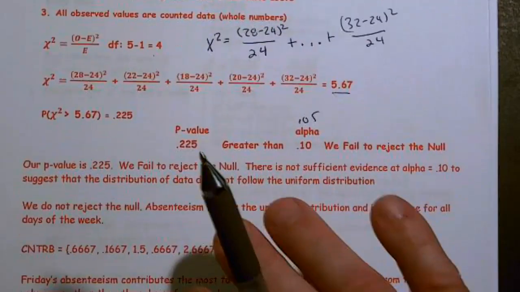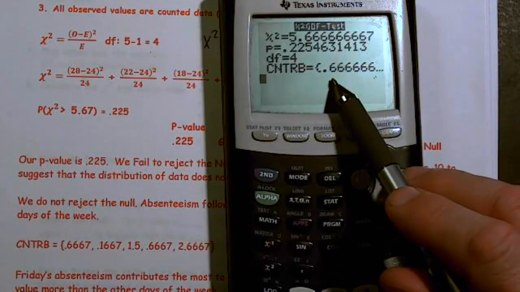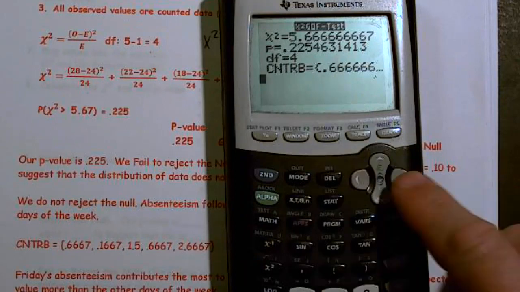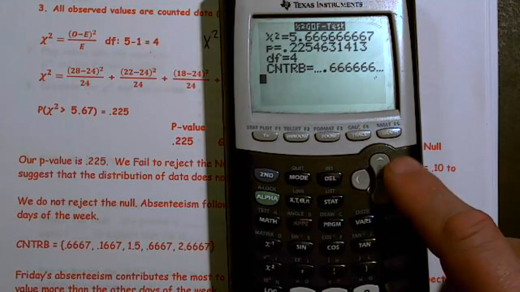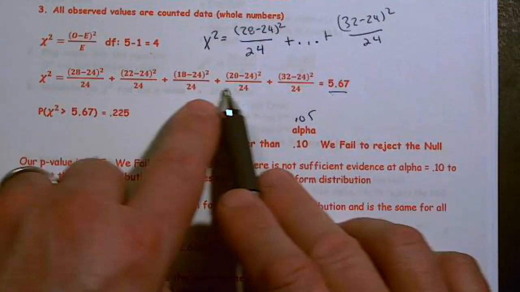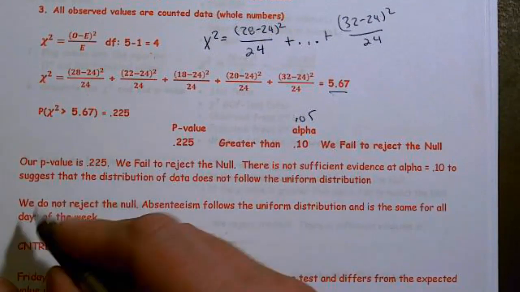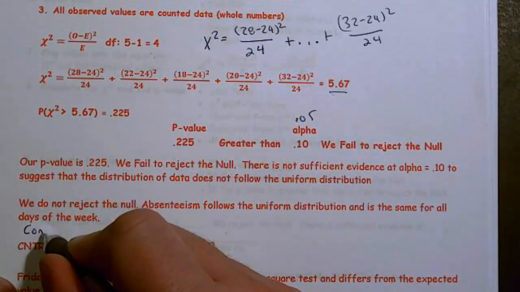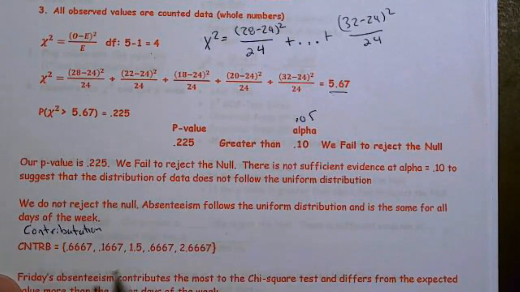The next thing is, this showed up on the calculator. We see this thing CNTRB. And this is the contributions. And if I keep scrolling, it's like, okay, 0.6667, then 0.166667, then 1.5, 0.66667, and then 2.6. Well, there happened to be 5 contributions because we actually had 5 of these, all right? And CNTRB stands for contribution. It does not stand for contraband. And these are what they contributed.